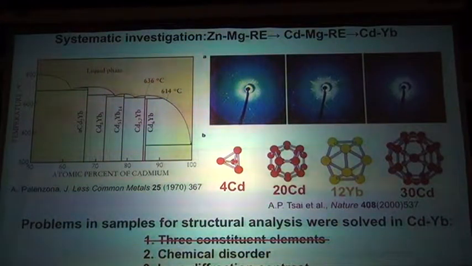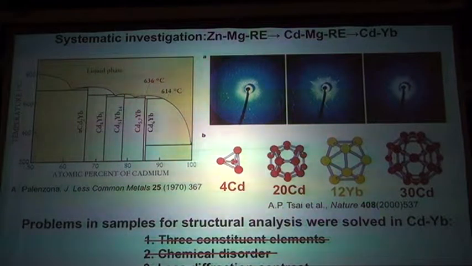And the second one is that most of them have chemical disorder. I mean chemical disorder is that, for example, in this structure, this shell is occupied only by ytterbium, and ytterbium and cadmium occupy different atomic sites. So it's a kind of chemical order. Okay, so it's very clear. Then we know where ytterbium and where cadmium are. So this problem is solved.